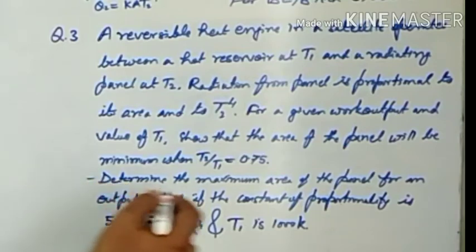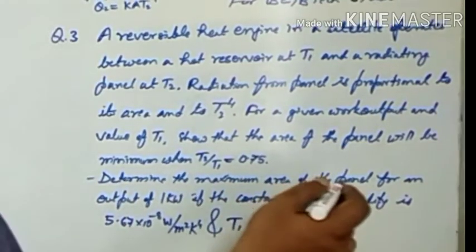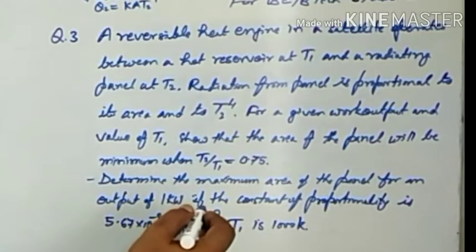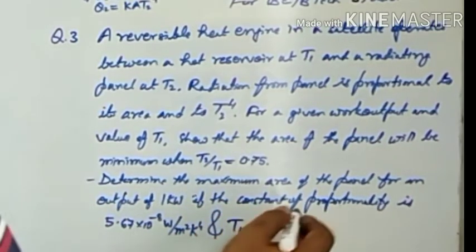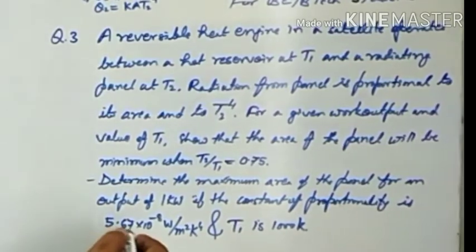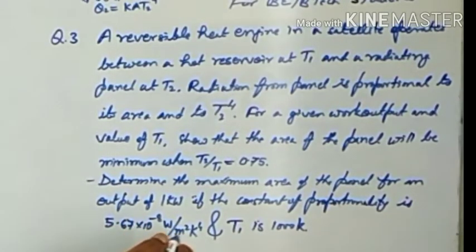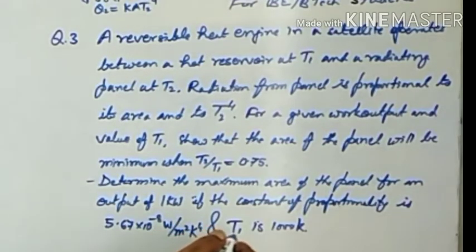Then determine the maximum area of the panel for an output of 1 kilowatt if the constant of proportionality is 5.67 into 10 to the power minus 8 watt per meter square per Kelvin to the power 4, and T1 is 1000 Kelvin.